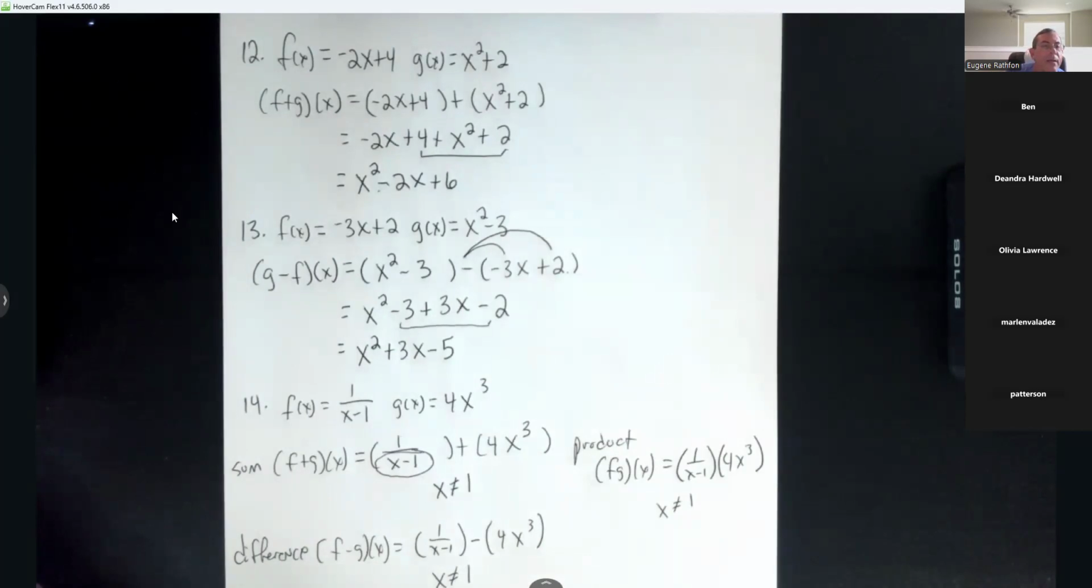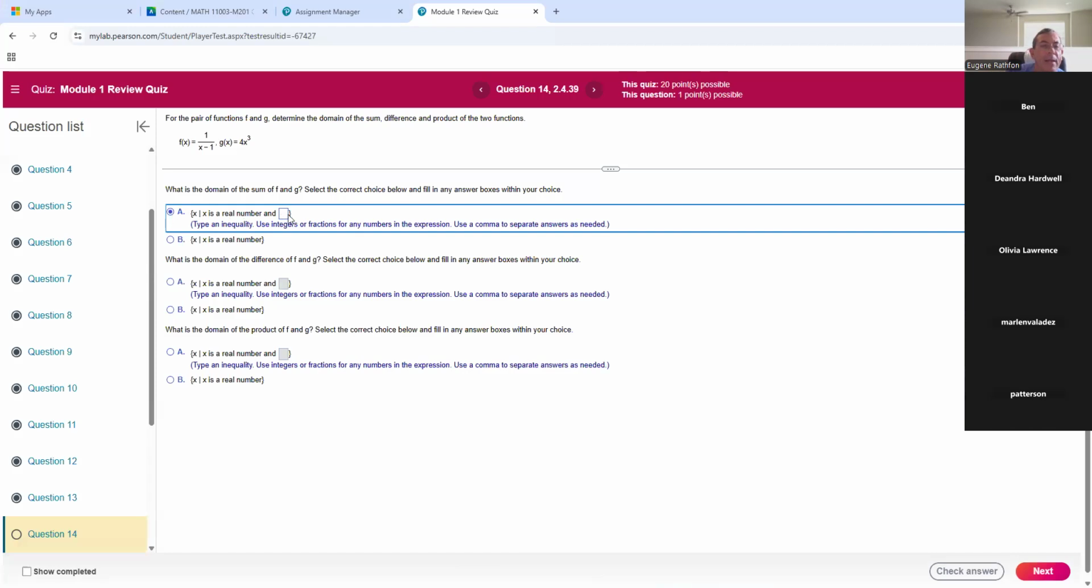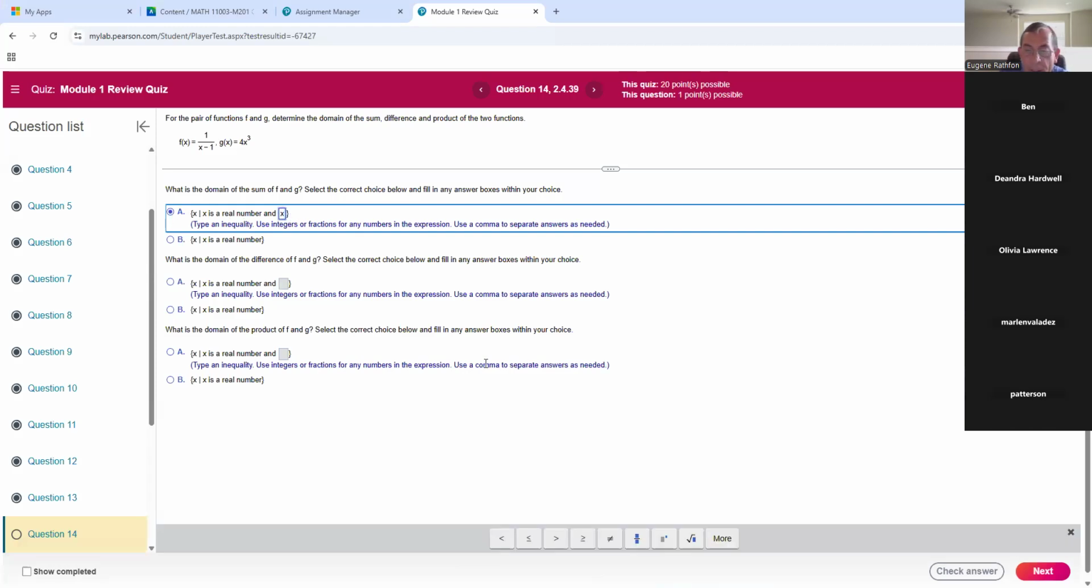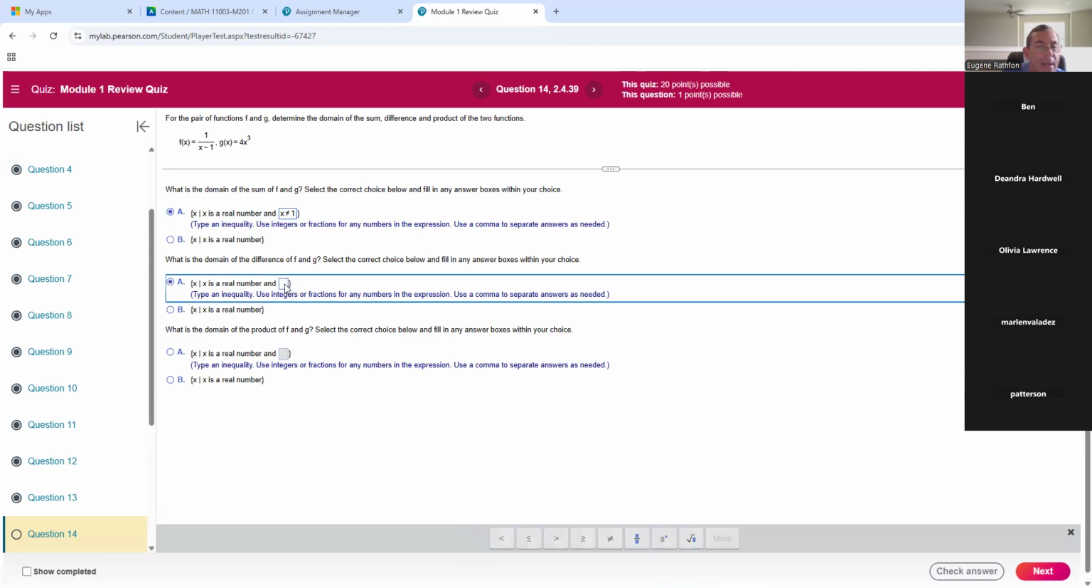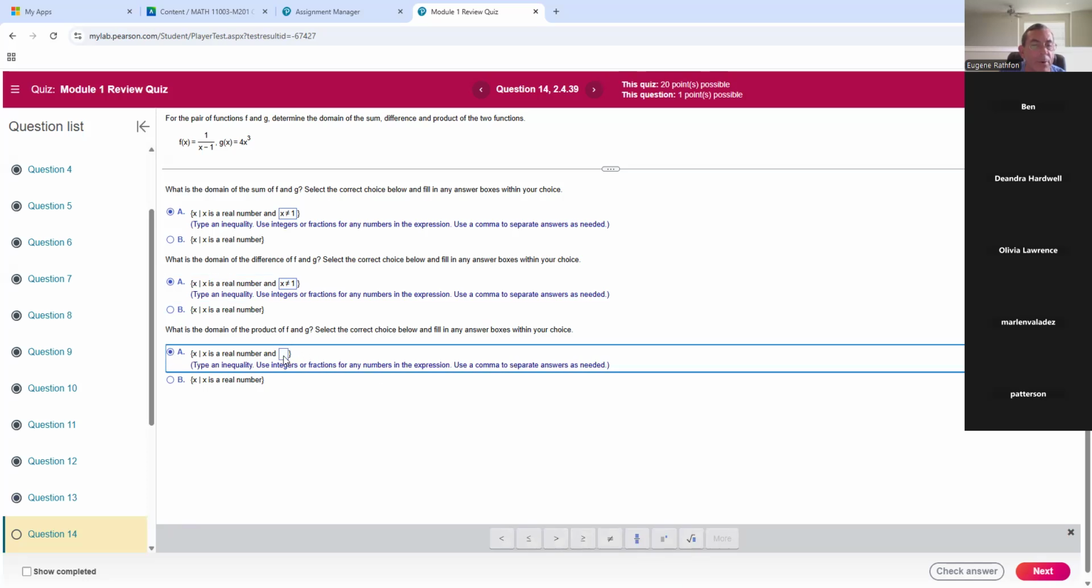So you're going to click A, x is a real number, and x, go down here and get the cannot equals 1. And then on the next one, you're going to click A, x is a real number, and x cannot equal 1. And then on the product, you're going to click A, x is a real number, and x cannot equal 1. All three of them got to match if you want to get that one right, okay? All right, y'all, then we hit next.